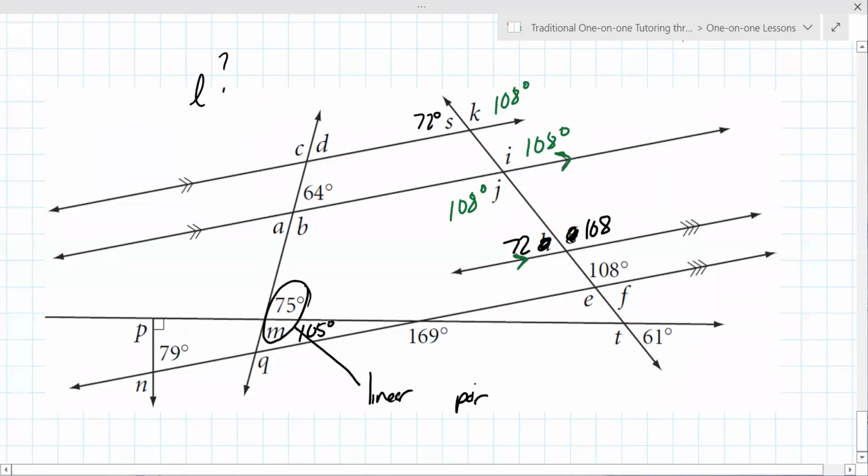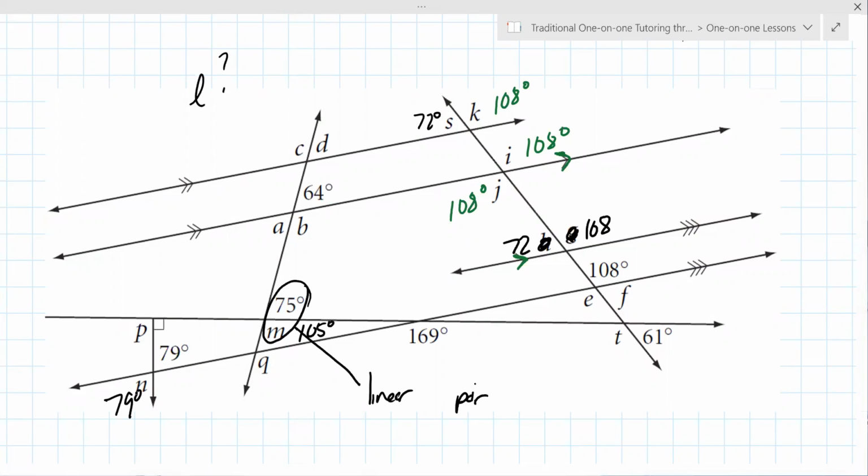Now if we go to N, N would be, I just want to say vertical with 79 degrees. Yeah, that's it. They're vertical. Oh, okay. I guess vertical doesn't require anything to be parallel. Okay. Sorry, what letter was that? N. Okay.